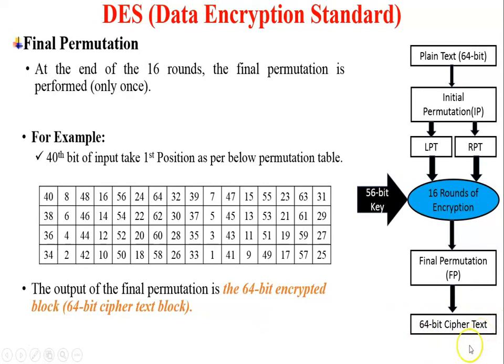Now you can check the 16 rounds of encryption. After completion of these 16 rounds, it performs the final permutation. It is performed only once, at the end of the 16 rounds. For example, the 40th bit of the input takes the first position as per the permutation table. This permutation table is already given by the DES developer, and you have to perform as per the given table. So this is one example: the 40th bit of the input takes the first position. Now you can see over here, the 40th bit is transposed to the first bit.